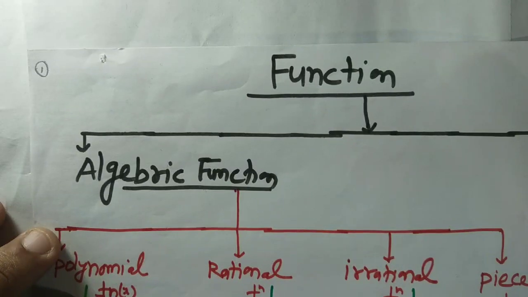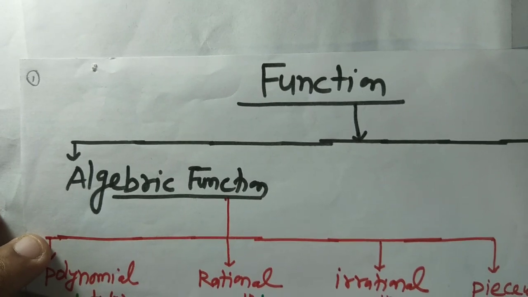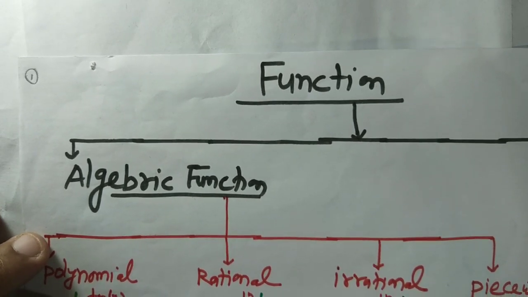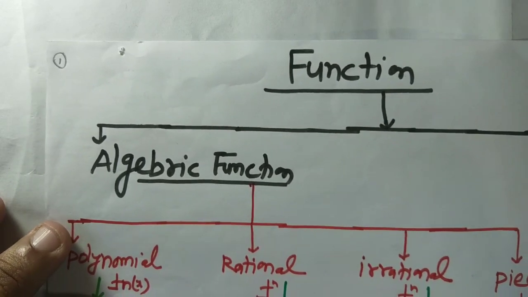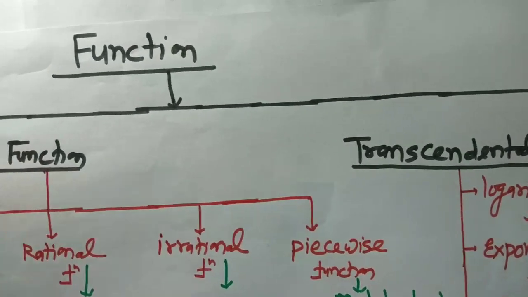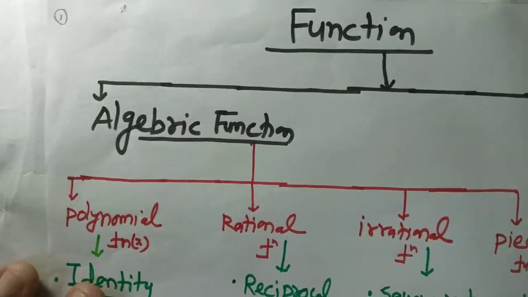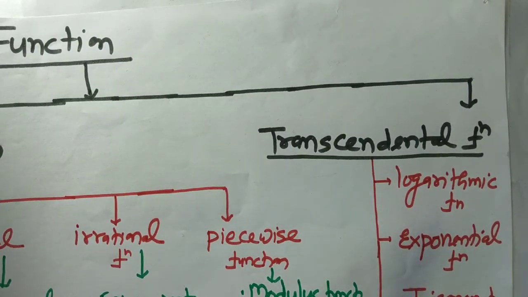Function. As you know, if we have two sets, then both the sets are connected by some type of rule. That rule is known as a function. So actually we have two types of function. The first one is algebraic function, and the other is known as transcendental functions. A function which is not algebraic is known as a transcendental function.